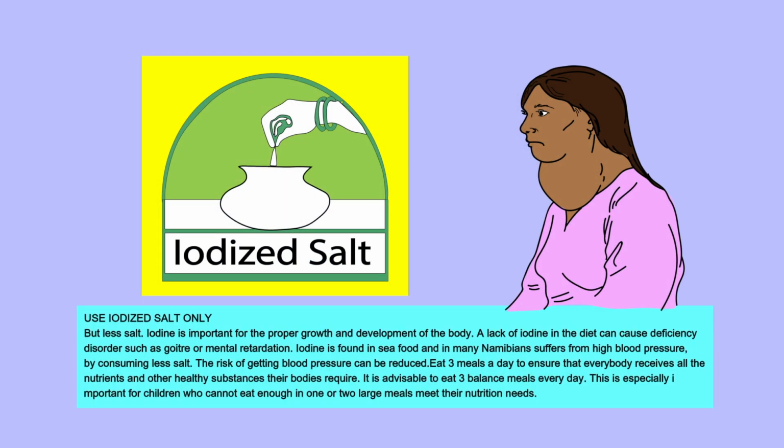Use only iodized salt, but less salt. Iodine is important for the proper growth and development of the body. A lack of iodine in the diet can cause deficiency disorders such as goiter or mental retardation. Iodine is found in seafood, and many Namibians suffer from high blood pressure. By consuming less salt, the risk of getting high blood pressure can be reduced.